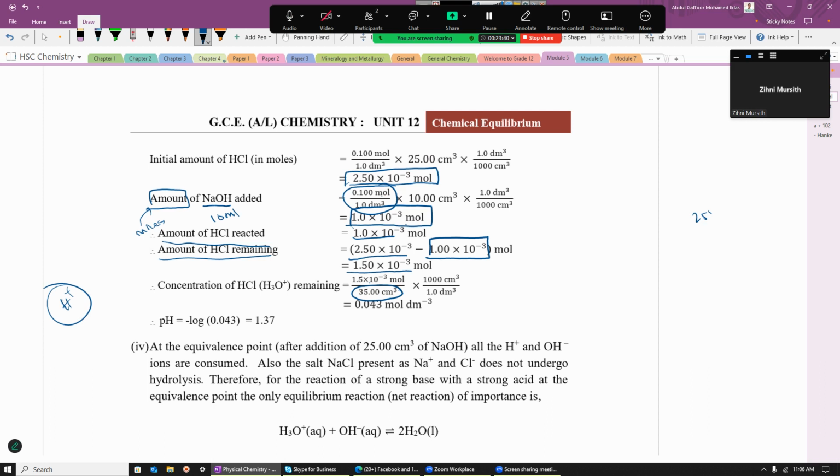It is also 1.5 times 10 minus 3. 1.5 into that is the moles, so the concentration of this one, right? Concentration C is equal to moles divided by volume. Moles is 1.5 into 10 power minus 3, divided by what's the volume? 35 is the 35 milliliter, and 35 into 10 power minus 3. So 10 power minus 3.